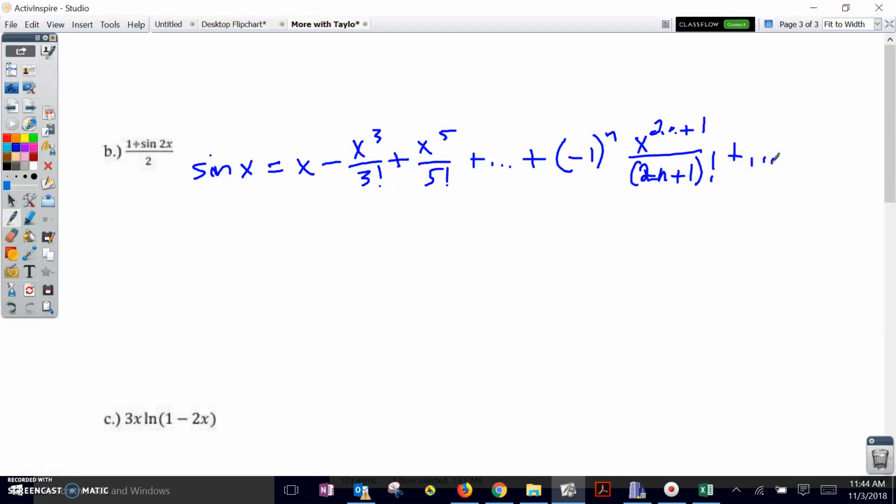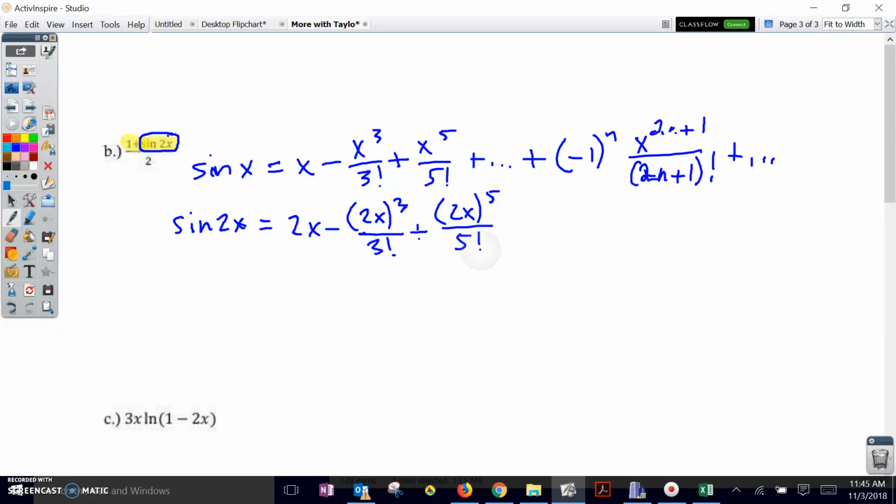Okay, so we're going to break this down piece by piece. The first thing we want to do is find a series for the numerator, and within the numerator we want to find first a series for sine of 2x. So we'll find the series for sine of 2x by substituting 2x in here everywhere where there's an x. So we've got 2x minus quantity 2x to the third over 3 factorial plus 2x to the fifth over 5 factorial, etc., etc.